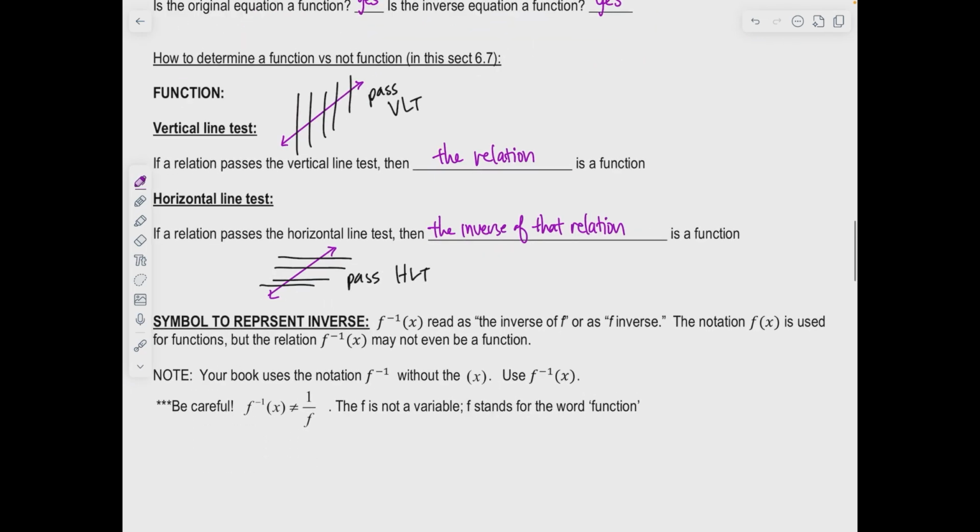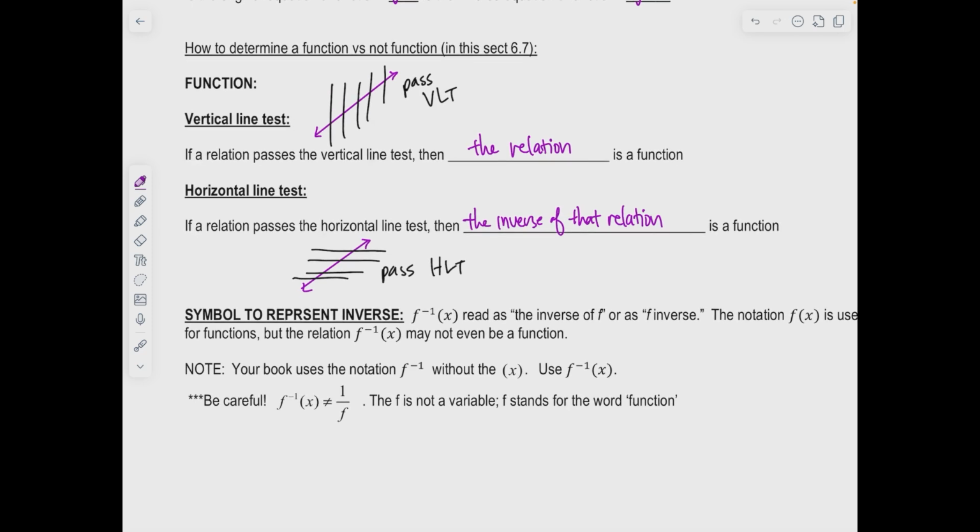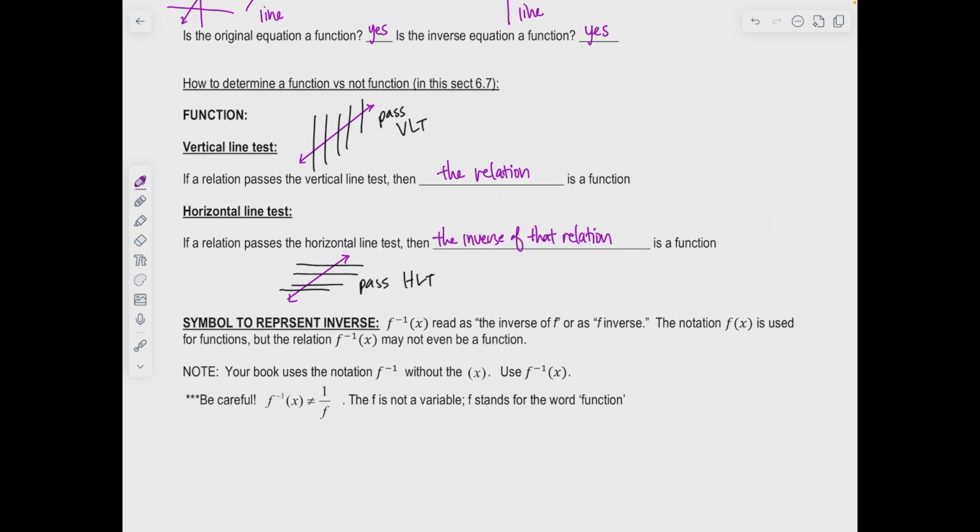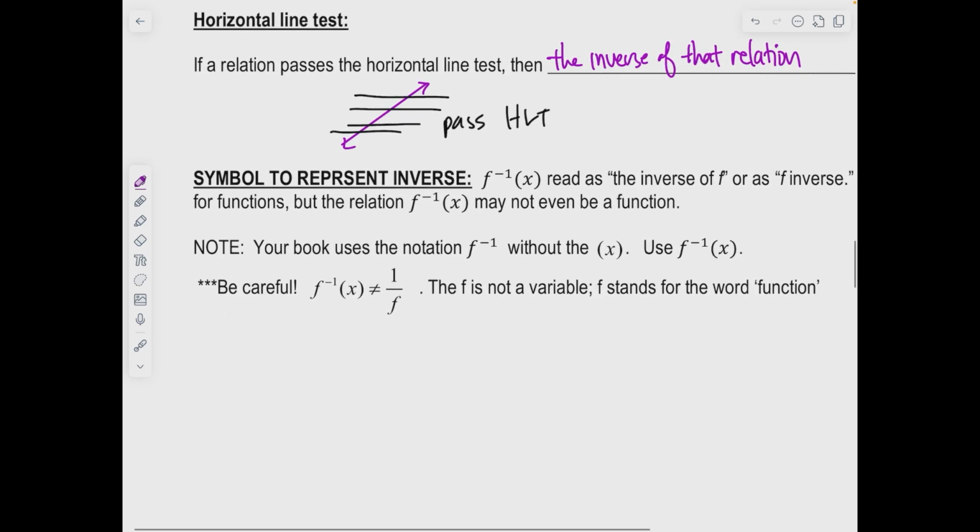So, the symbol to represent the inverse looks like f to the negative 1 power, but that's f inverse, or the inverse of f. The notation f of x is used for functions, but the relation f inverse may not even be a function. Be aware that your textbook could use f inverse without using the x, but this is the standard writing that we're going to use. Be careful if you've dealt with negative exponents before. We take the reciprocal, but f inverse does not mean f to the negative 1 power. The f is not a variable, f just means function.